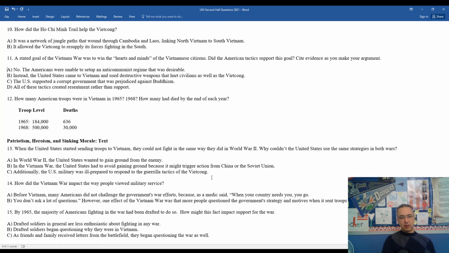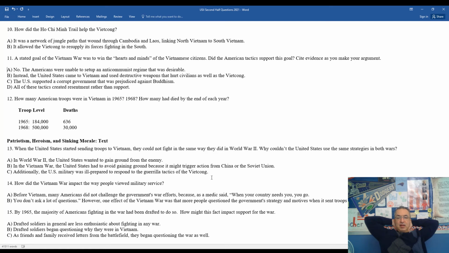Number 13, when the United States started sending troops to Vietnam, they could not fight in the same way they did during World War II. Why couldn't the United States use the same strategies in both wars? In World War II, the United States wanted to gain ground from the enemy. In the Vietnam War, the United States had to avoid gaining ground because it may trigger action from China or the Soviet Union. So the broader Cold War in the background.